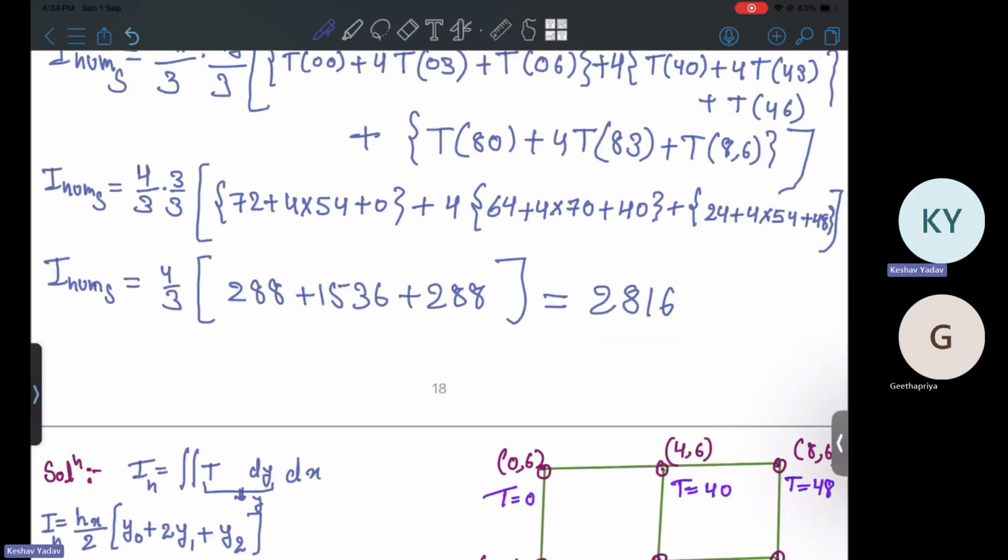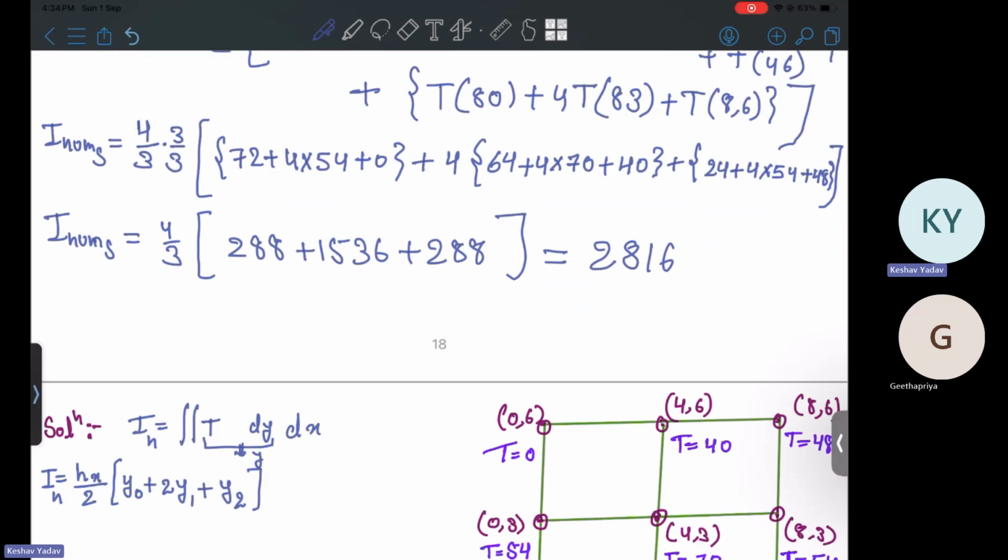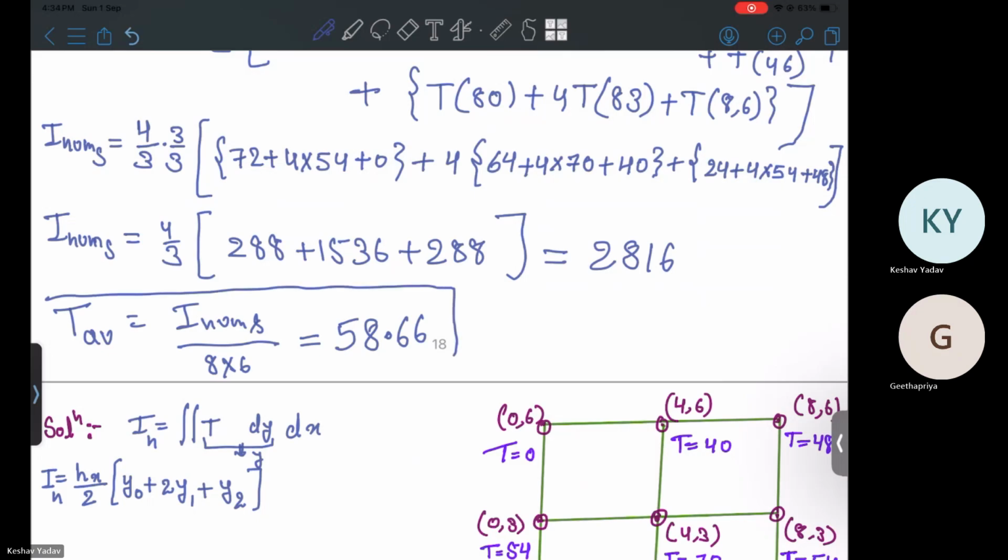Now, if I want to find out the T average, that will be equal to the integral divided by the area. Area is what? 8 multiplied by 6. If I divide it by 48, this will be my T average. Okay. Clear? Good.